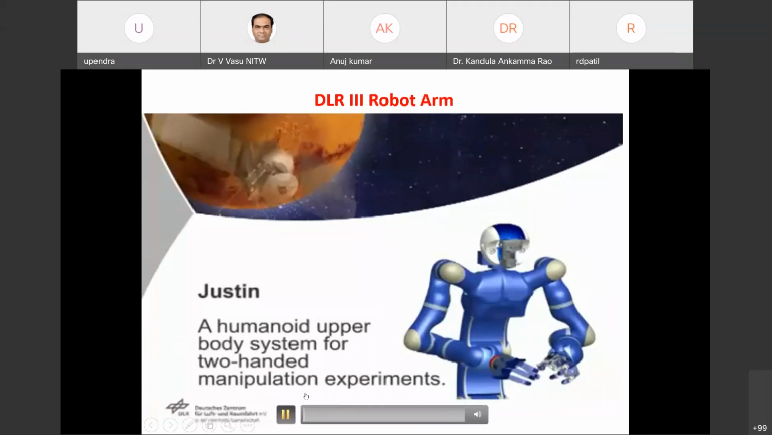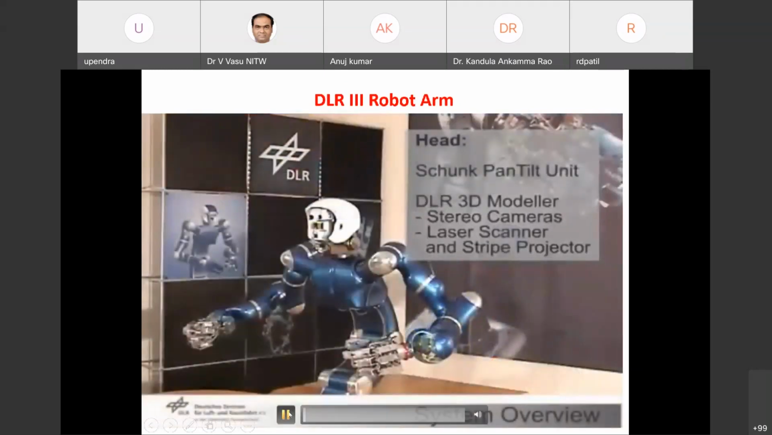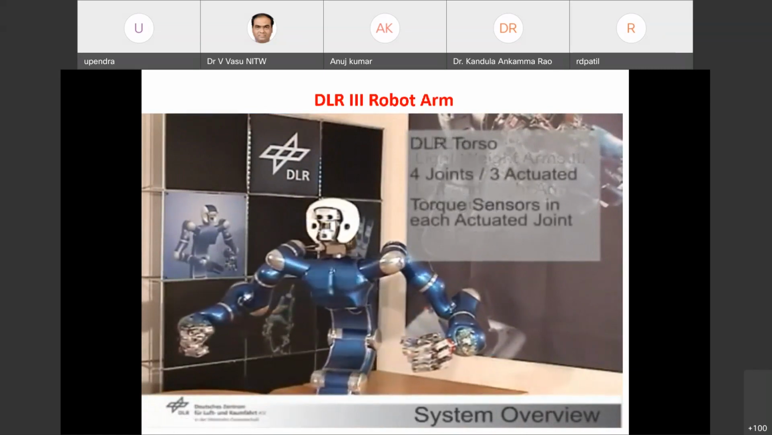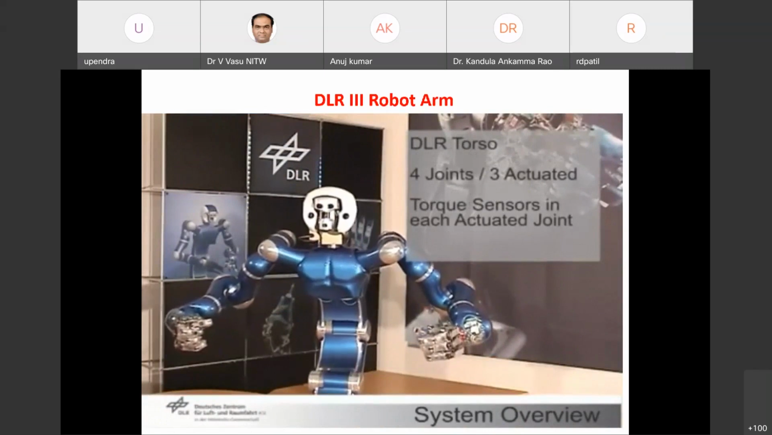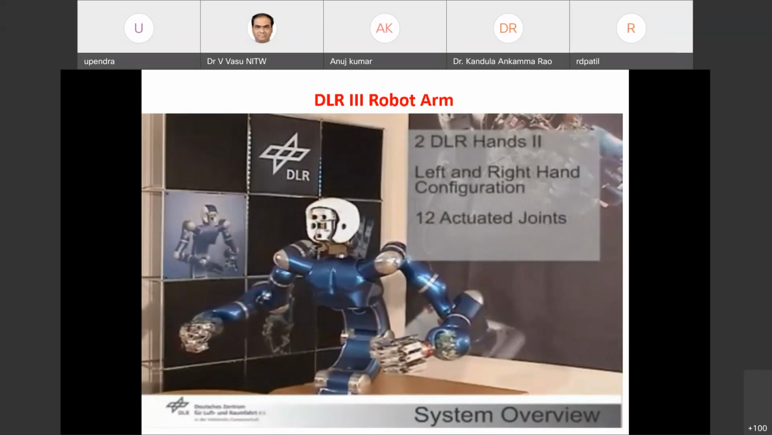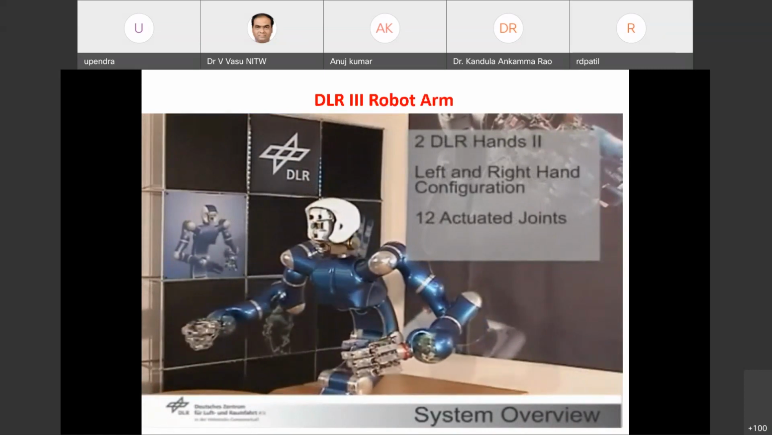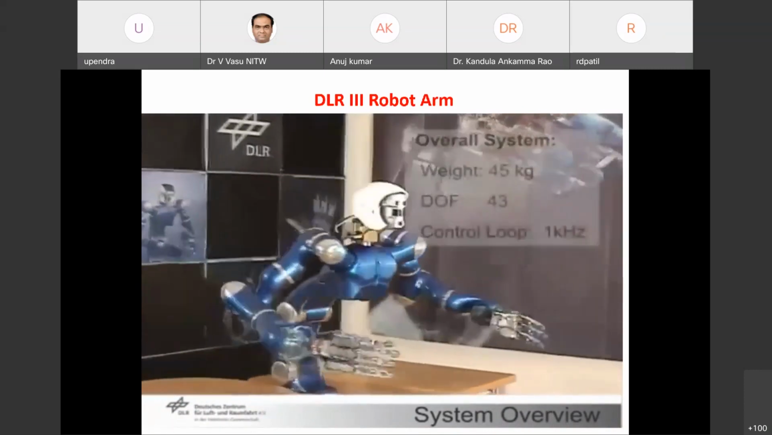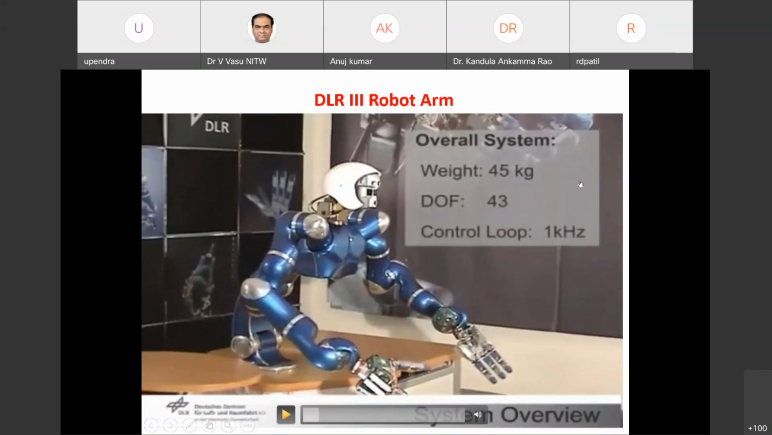Presents a humanoid two-arm system developed as a research platform for studying dexterous two-handed manipulation. The system is based on the modular DLR Lightweight Robot 3 and the DLR Hand 2. Hands and arms are combined with a 3 degrees of freedom movable torso and a visual system to form a complete humanoid upper body.